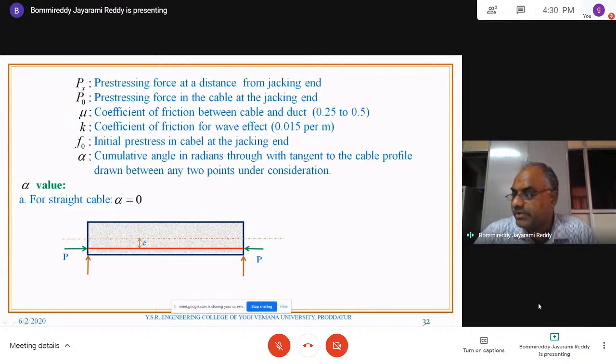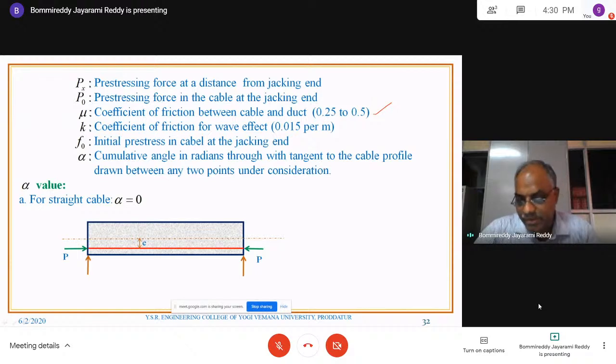Normally coefficient of friction is 0.25 to 0.5, and it may be even sometimes more. Coefficient for wave effect is 0.015 per meter. That means for 1 meter this is the value. But in the examination, if there is a numerical question, all these parameters are given. If not, you should be able to assume it. Alpha is cumulative angle of radiance through the tangent to the cable profile drawn between any 2 points under consideration.